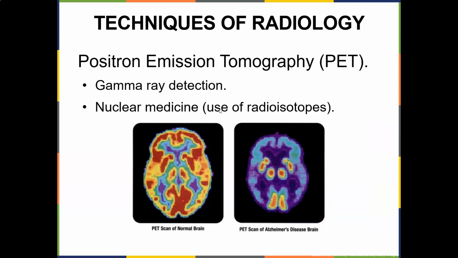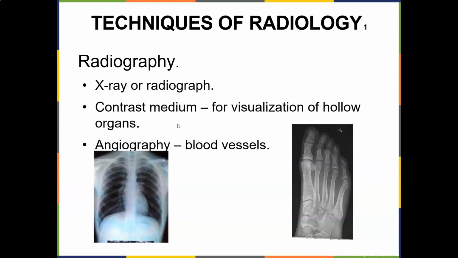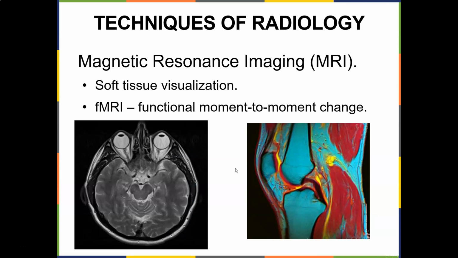And then PET, positron emission tomography, PET scan, gamma ray detection, nuclear medicine, it uses radioisotopes, so PET scan, high radiation as well. Okay, so here's a PET scan of the normal brain, and then here's a PET scan of the Alzheimer's disease brain. Okay, so a big difference right here is if you look at the heat map here. So again, high radiation in PET scans, high radiation in CT scans, minimal radiation in x-rays, and zero radiation in MRIs.